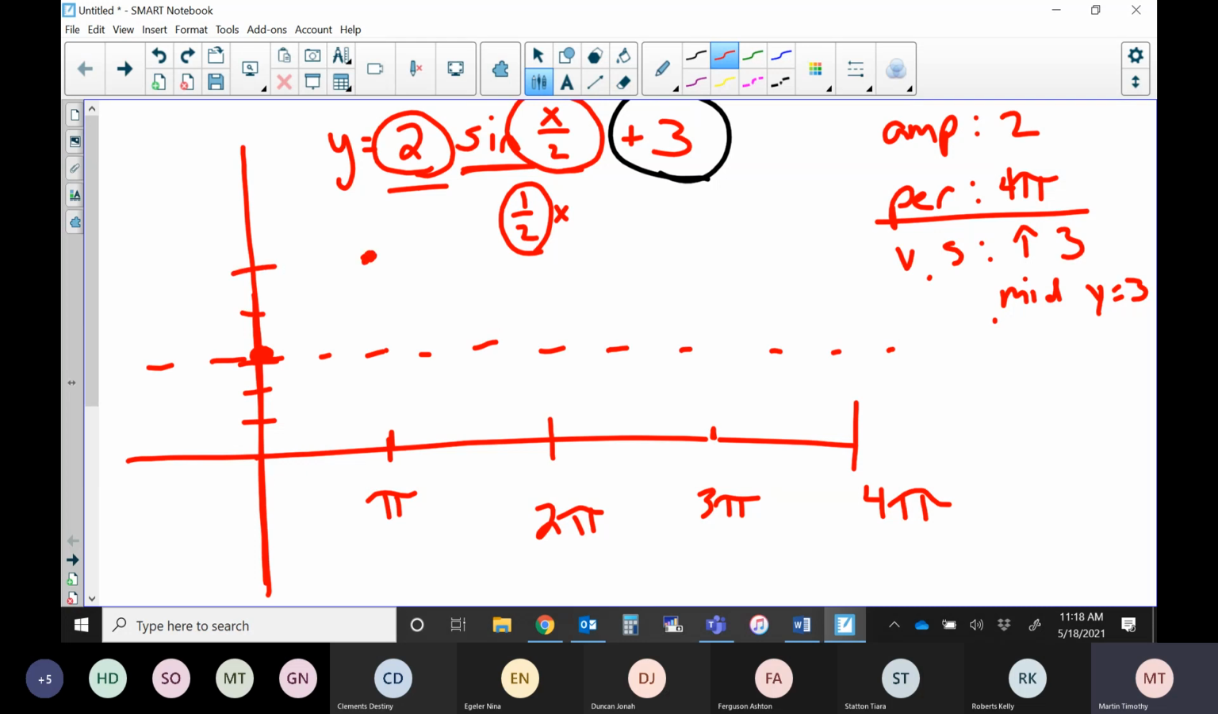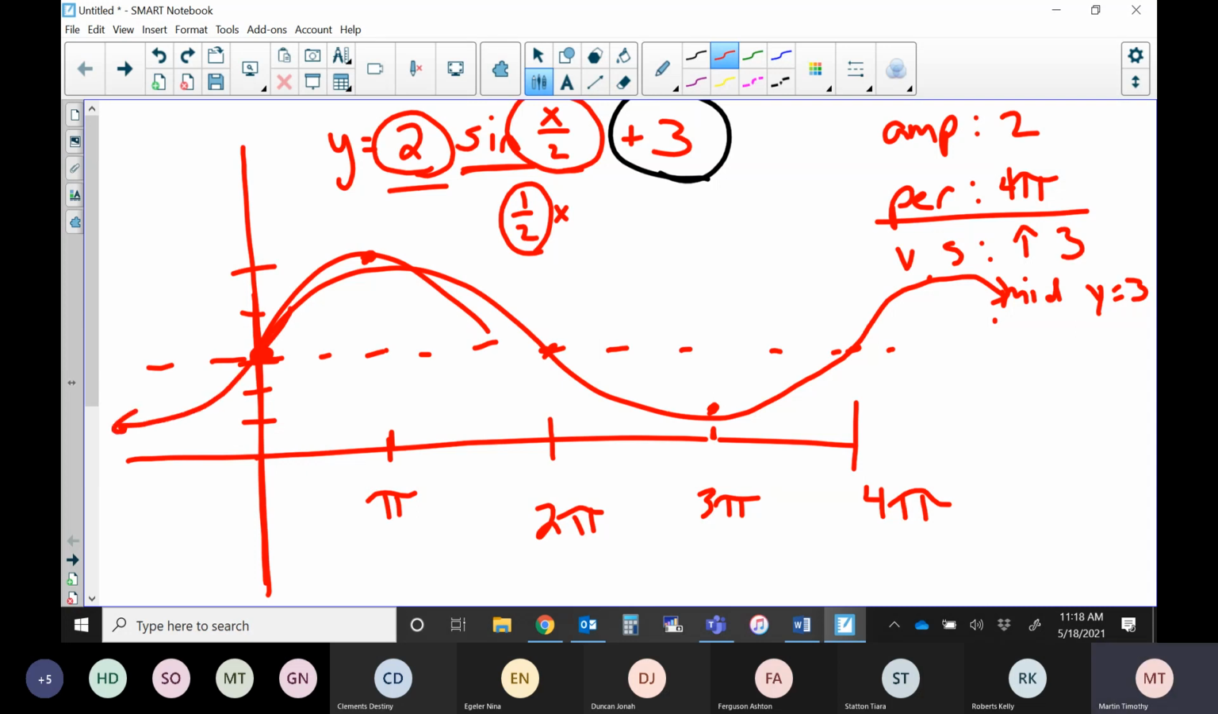So it's going to be there, back to the midline, down 2 from the midline, back to the midline, and then it's going to repeat that pattern over and over again. And there's a sketch of this. Notice you only need 1, 2, 3, 4, 5 points. And then it just repeats that pattern. Thumbs up if you understand how I built that one.